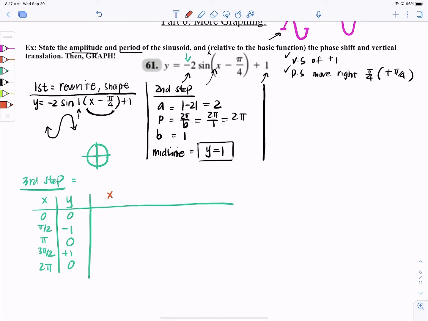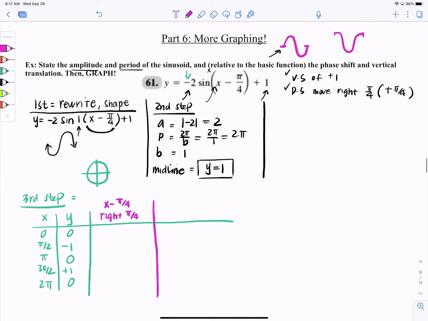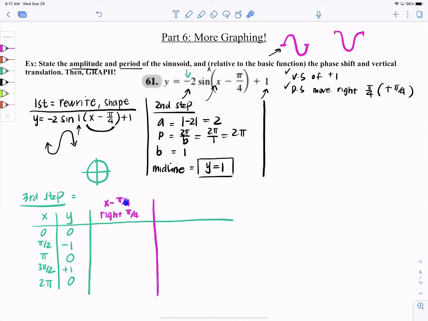We know that for the x value, it went to the right pi over 4, right? So you know what, I'm not going to write -4. I'm going to write x minus pi over 4 indicates moved right pi over 4. So if you start there, it'll kind of guide you. So now, this is the x value, so make sure you know that we're using these values here.